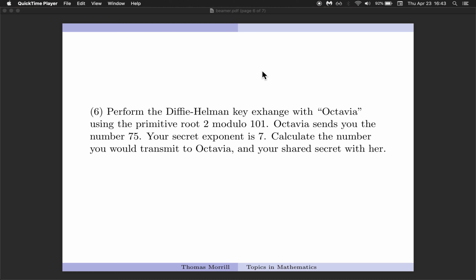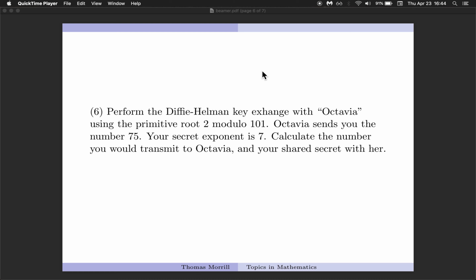and what I'm asking you to do. So the setup of this problem states, perform the Diffie-Hellman key exchange with Octavia using the primitive root 2 modulo 101. Octavia sends you the number 75. Your secret exponent is 7. Calculate the number that you would transmit to Octavia and calculate the shared secret that you have with her.